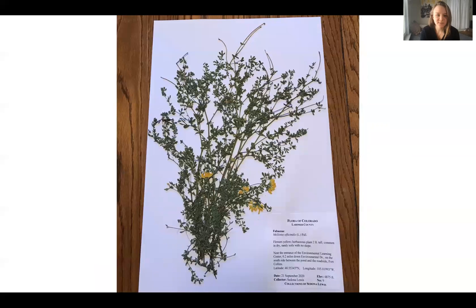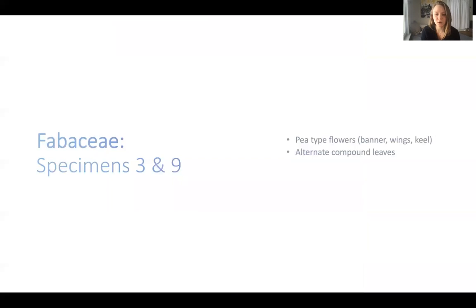And my second specimen in this plant family, I'm doing it by plant family, is Melilotus officinalis, and this is another one in Fabaceae. My two identifying family characteristics for these two specimens in Fabaceae were the pea-type flowers. One had yellow flowers, one had purple flowers. It was pretty easy to tell that they were Fabaceae. And then also the leaves are pretty distinctive, alternate compound leaves.